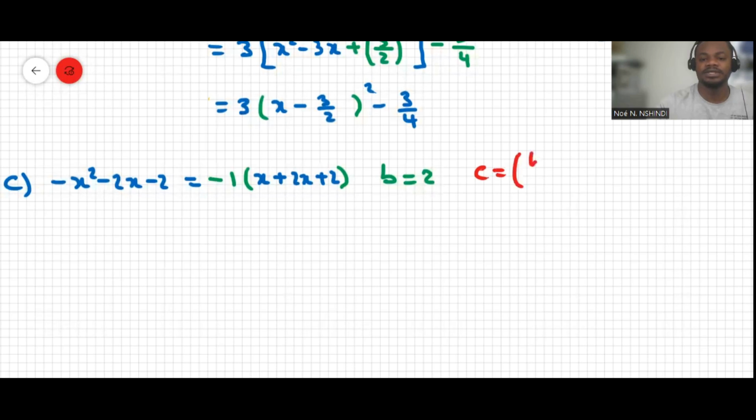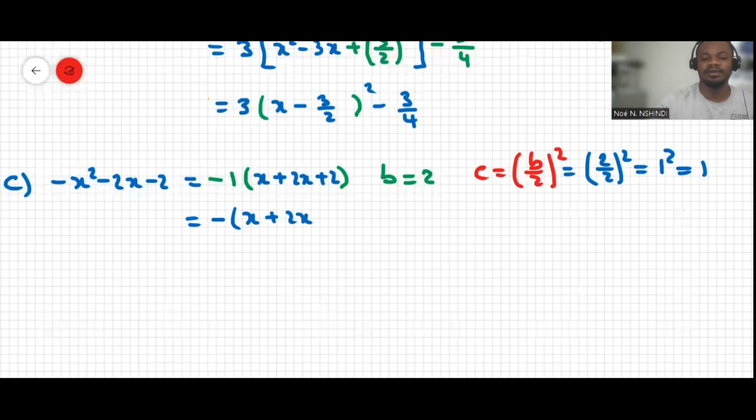We do know that c is b over 2 to the power of 2. Now this will be what? 2 over 2 to the power of 2, and then this is just 1 squared, which is just 1. Now I am going to write here negative, I don't need to write -1, I can just say negative, and then x squared plus 2x plus 1 squared, and then a close bracket.